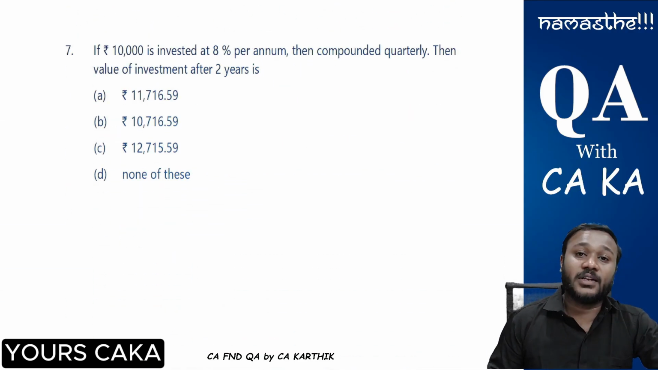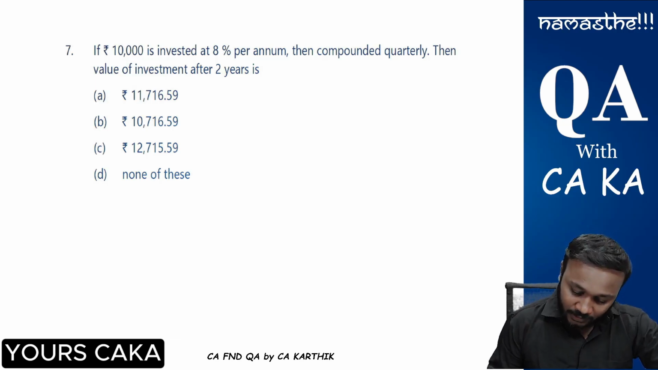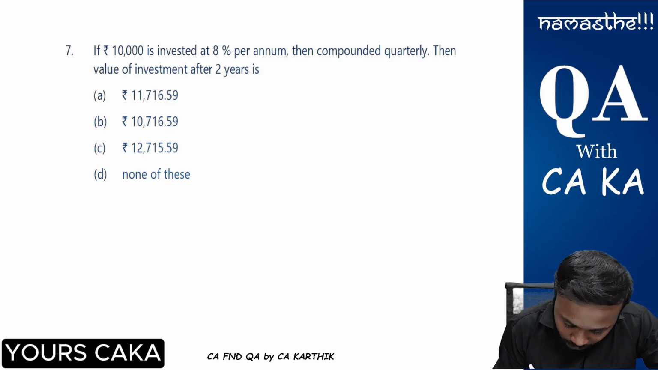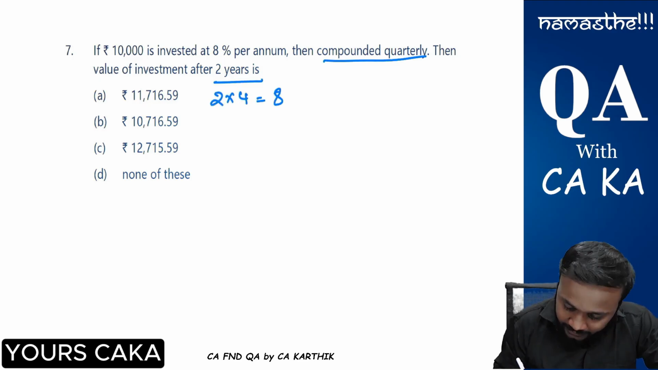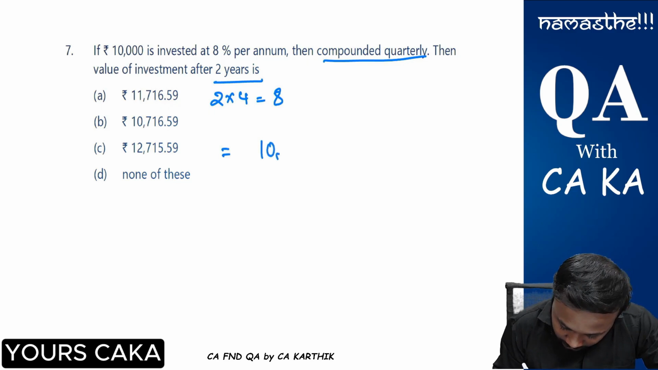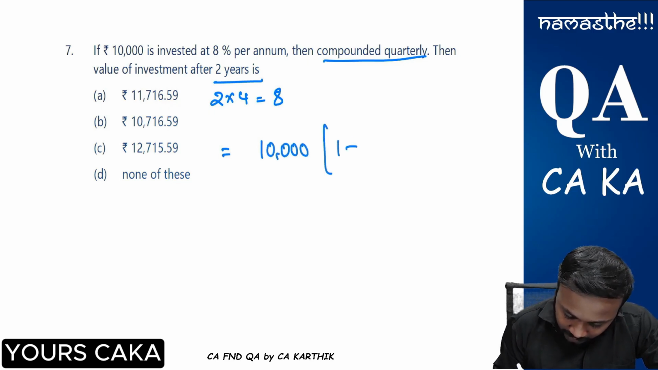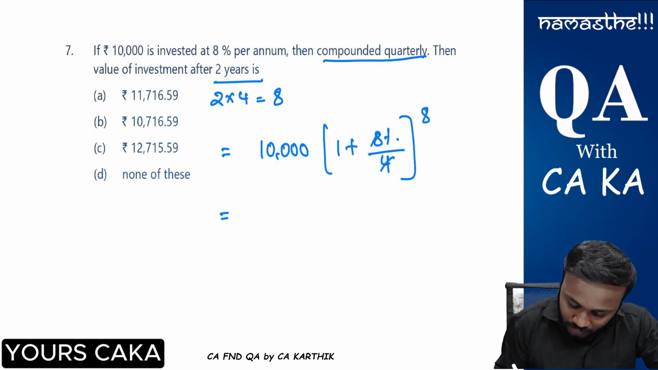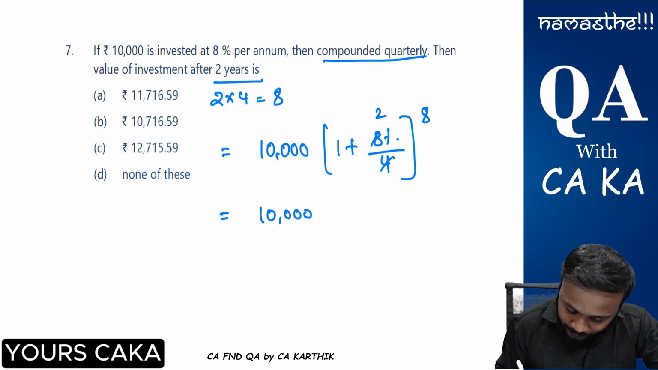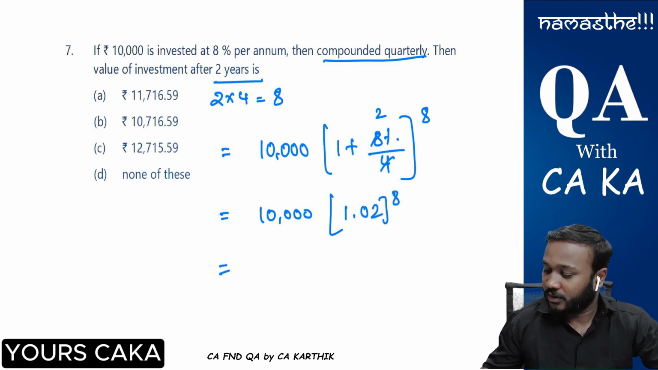If rupees 10,000 is invested at 8% per annum, compounded quarterly, then the value of investment after 2 years. So they are saying after 2 years and compounded quarterly. So this will be 4 times a year, which is 8 periods. So the value is 10,000 into (1 plus i) whole power n. i is nothing but 8% by 4 quarters in a year, whole to the power of number of periods, which is 8. So when you solve this, this will be 10,000 into 1.02 whole to the power of 8. So 1.02 to the power 8, into 10,000, equal to.